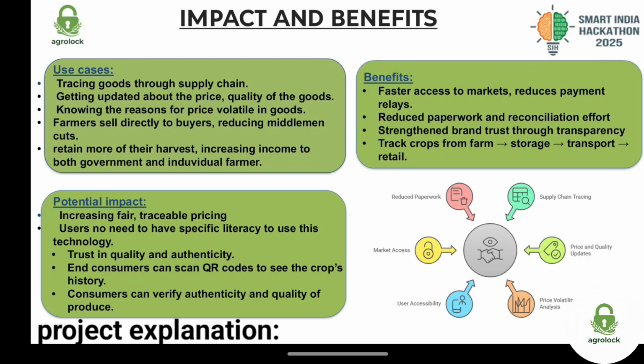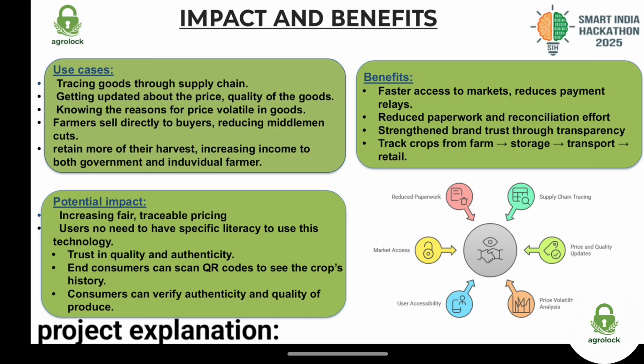Let's move on to the impact and benefits. Use cases: tracing goods through the supply chain, and we can keep getting updated about prices and quality of the goods. Knowing the reason for price variation in goods. Farmers sell directly to the buyers, reducing middleman cuts. Retaining more of the harvest, increasing income for both the group and the individual farmer.